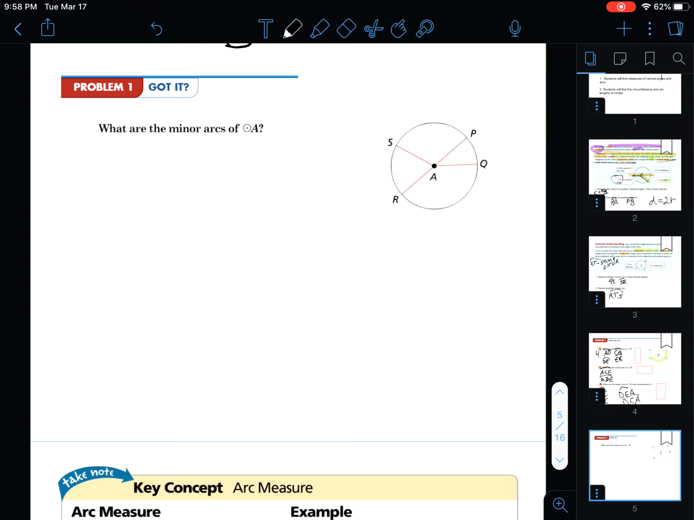Minor arcs of circle A. Give me two. Two minor arcs. Yeah, PQ, that would be one. That works. And another minor arc. Look, RQ. Okay, it's a little bigger than PQ, but it's still not a semicircle.